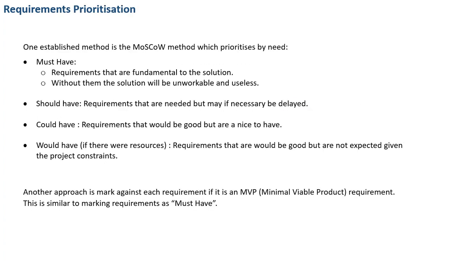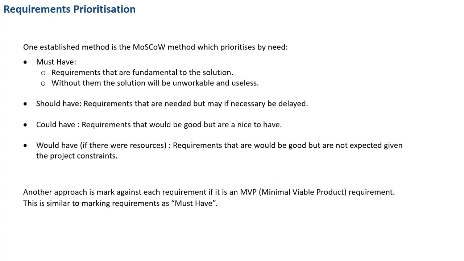I've mentioned prioritization already. MoSCoW is a common means. There's many different other ones, but MoSCoW is very much one of the most prevalent means of prioritizing requirements. So this is must have, should have, could have, would have. Another approach is MVP, minimal viable product. So what you absolutely need for the solution to be usable within the context of your business.